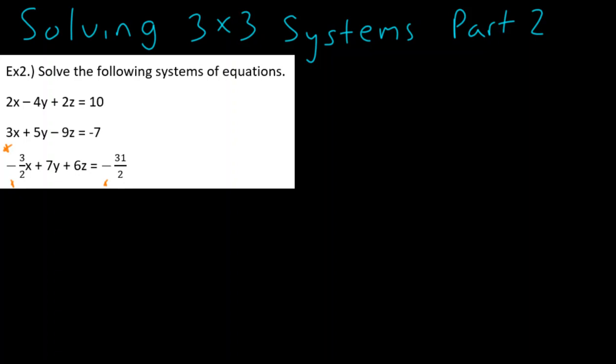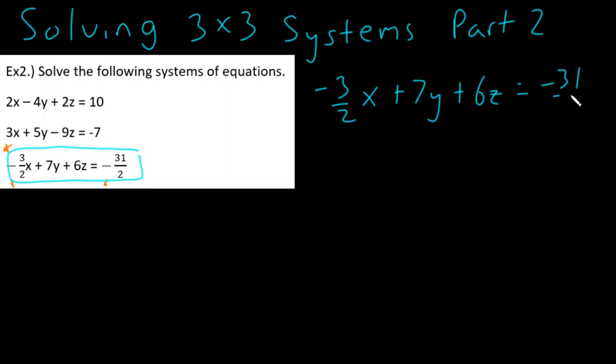So let's choose this to be our equation in blue, and I'll write it up here. It is negative 3 over 2x plus 7y plus 6z is equal to negative 31 over 2. And we want to make this a more simple expression. What can we do? Well, I notice that my denominators are 2's, and so I'm going to multiply by 2.